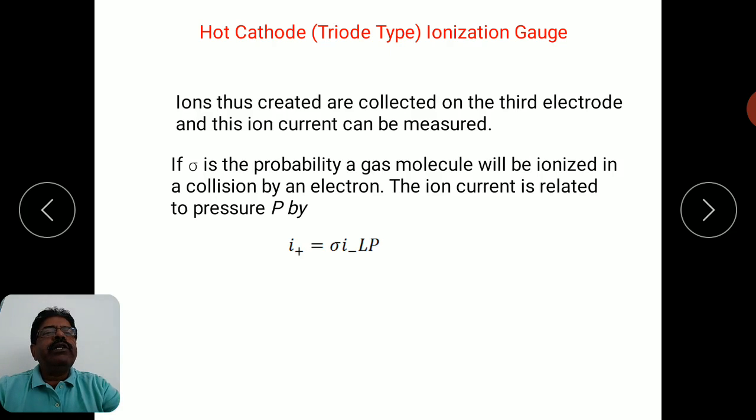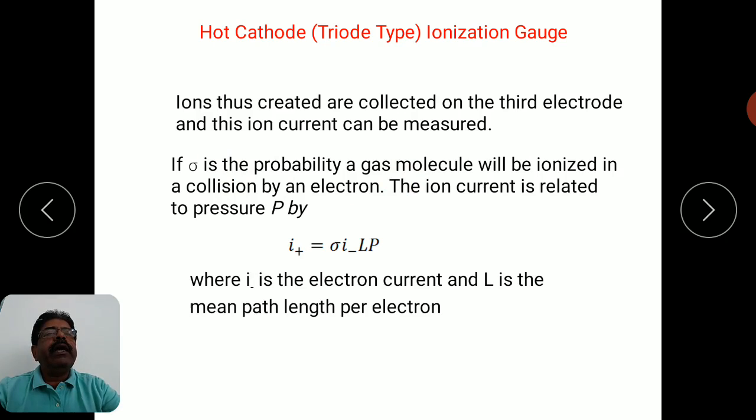Okay, so the relation is that this ion current, that means I plus, you can see here, that represents the ion current. So I plus is equal to sigma I minus L into P, where P is the pressure. I minus means the actual number of electrons created, or electron current you can say. Sigma is the ionization probability, and here L.